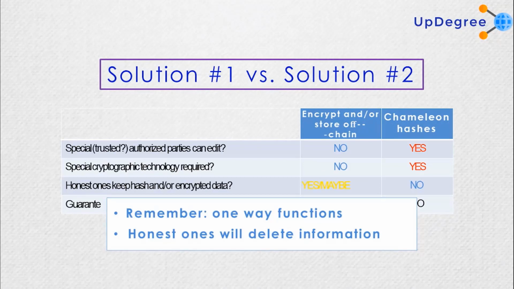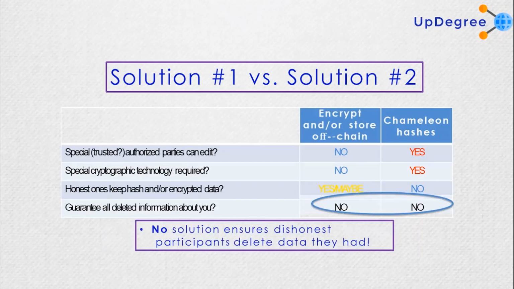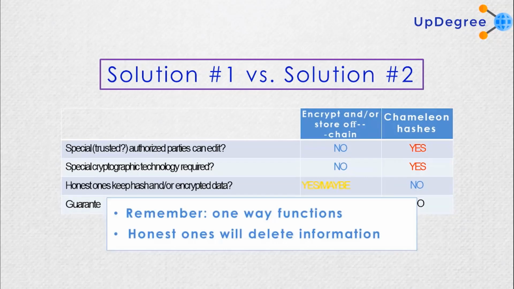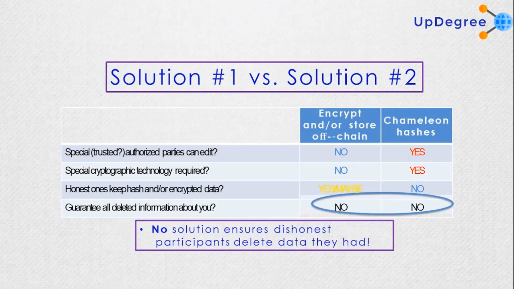Remember, it's a one-way function, and if there is a real honest one who will delete information, actually multiple copies may lie, using cryptography. And no solution can ensure dishonest participants delete their data. So nobody can guarantee here. In this point, we are saying it's a one-way function. If there is an honest guy who wants to delete it, we don't even know. But no solution can actually ensure dishonest participants, and they may or may not have.